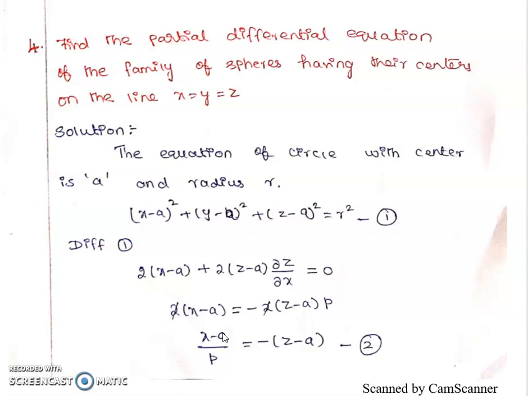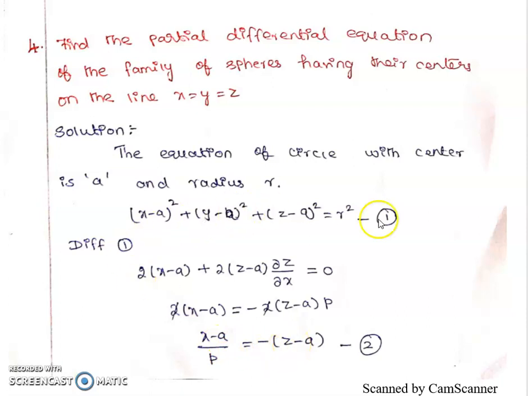The first term becomes 2(x − a), plus the second term has no x variable, therefore 0. Then for this term, z is a dependent variable, so 2(z − a) ∂z/∂x = 0. Here r² is a constant, therefore the right hand side equals 0. So 2(x − a), bring the term to the right hand side, can be written as −2(z − a). We know the notation ∂z/∂x = p. So from this, bring the p to the side: (x − a)/p = −(z − a).